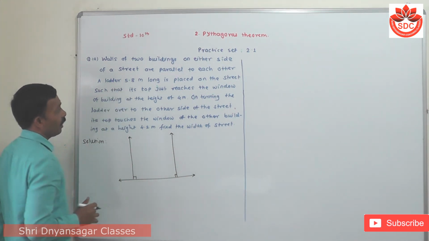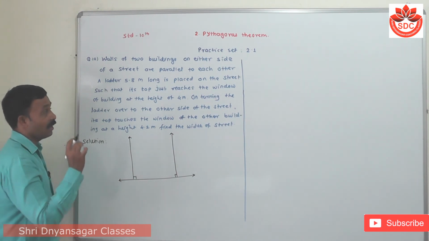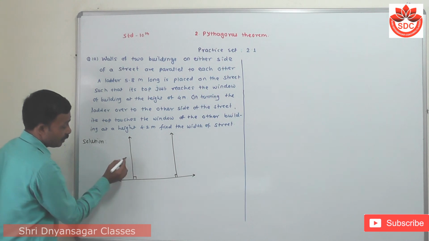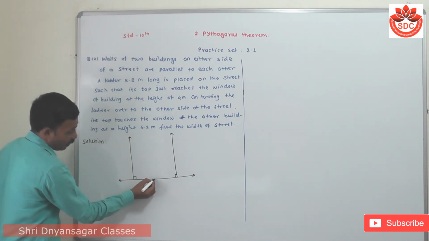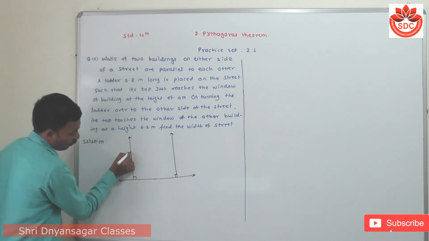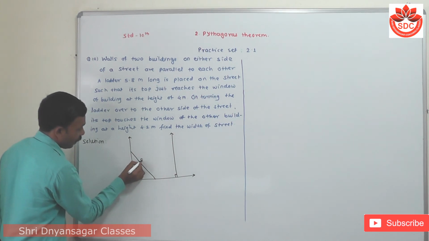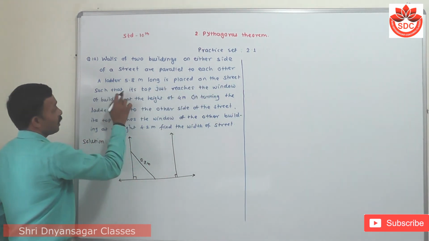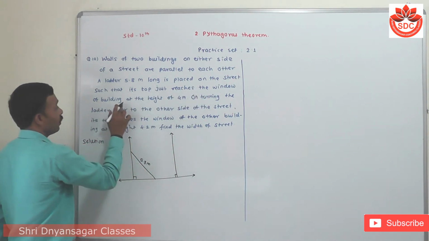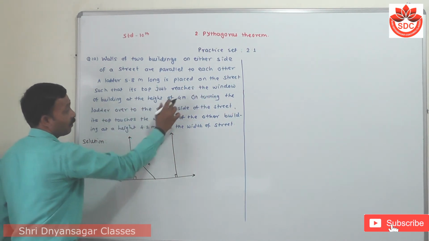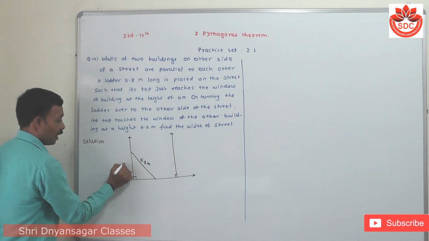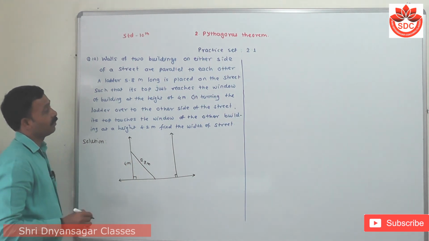A ladder of 5.8 meter, meaning a ladder of length 5.8 meters. Suppose this ladder is placed at this point and from here it rests on a window. Its value is 5.8 meter. Place it on the street such that its top just reaches the window of the building at a height of 4 meter. Suppose it rests here, and this height is 4 meter.